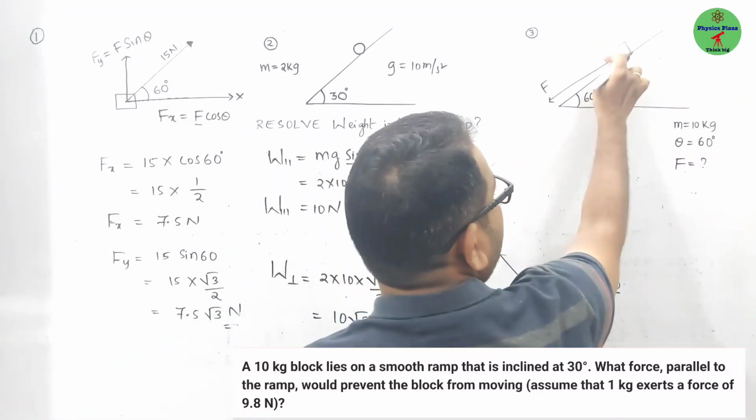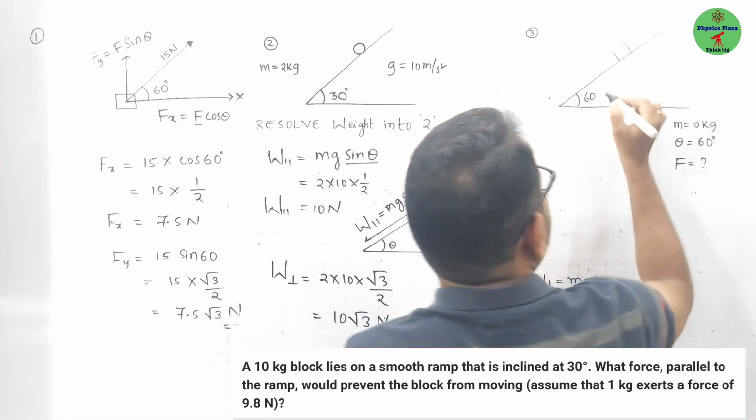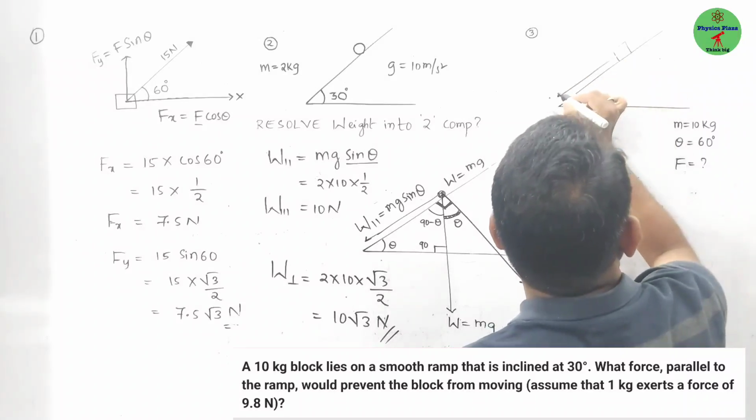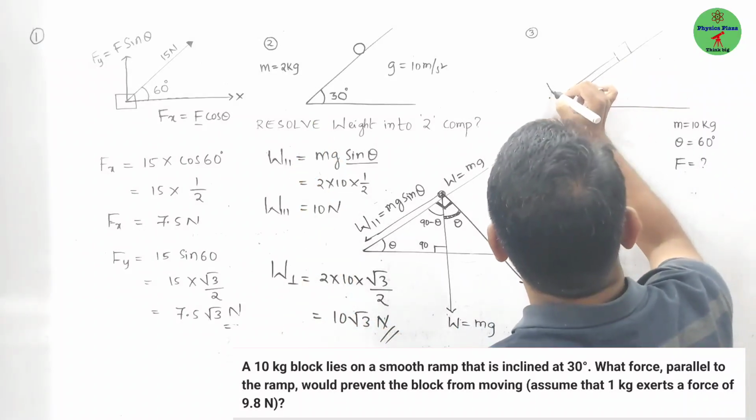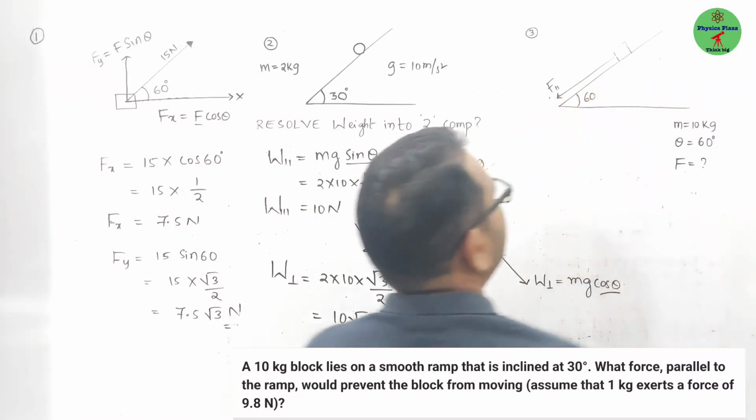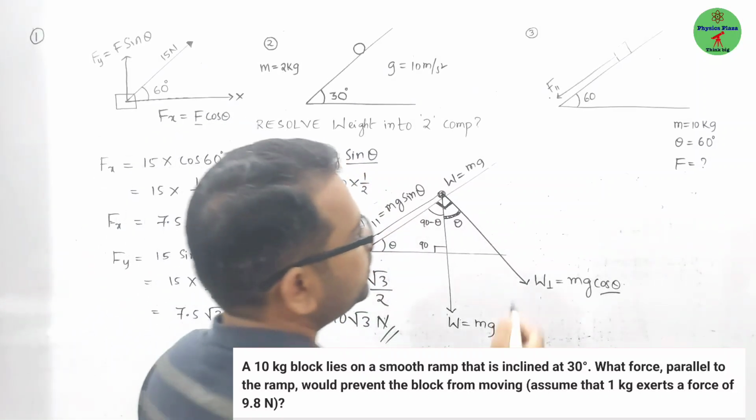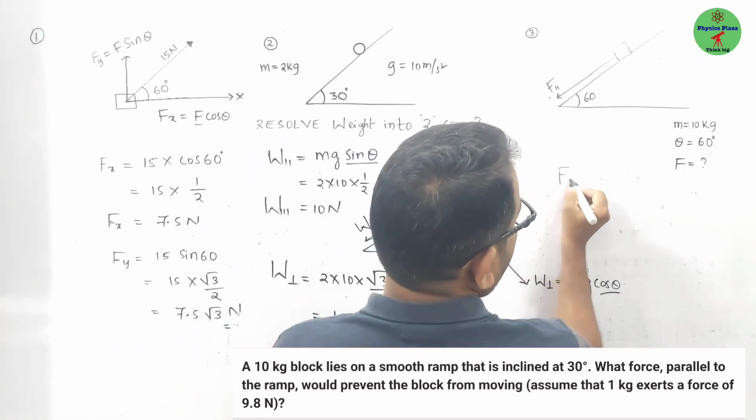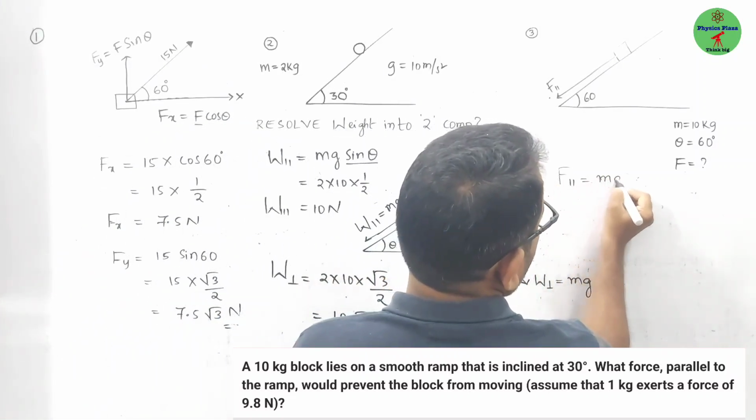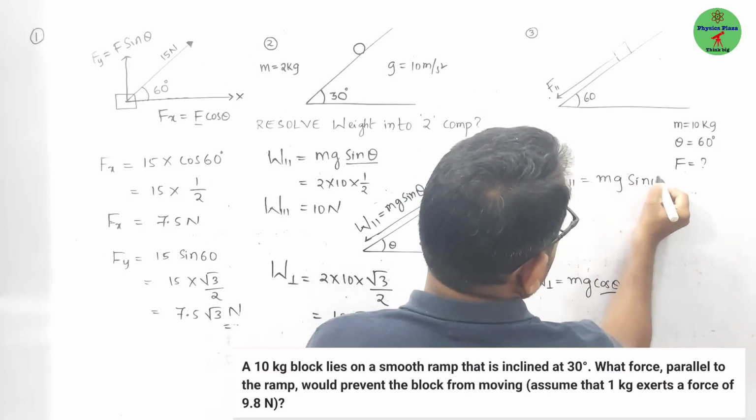So indirectly we have to calculate what, children? Look here. As per this, we need to calculate the parallel component of the weight. So that is going to be F parallel equals mg sin theta.